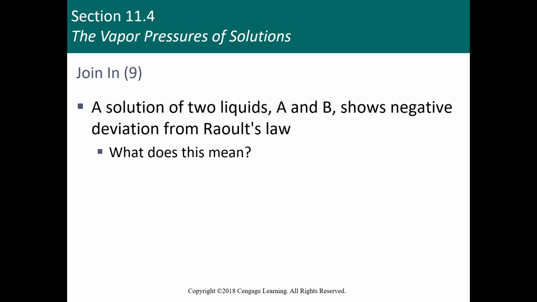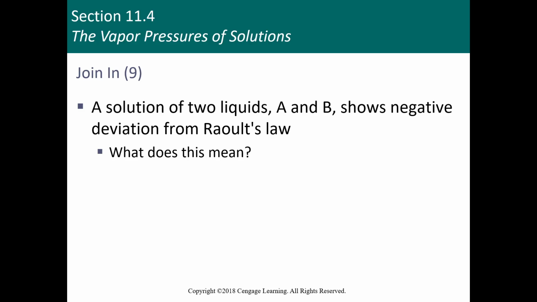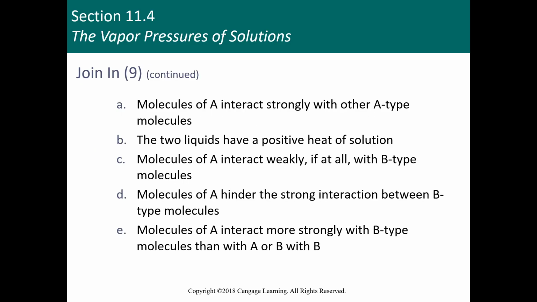So a solution of two liquids, A and B, shows negative deviation from Raoult's law. What does this mean? So, A, molecules of A interact strongly with other A-type molecules. Okay, so in this you have A and B. You have a negative deviation from Raoult's law. So that means they don't go into the vapor pressure as easily, right? They don't go into vapor as easily. And what you'd think is then that A and B need to interact very strongly, right?